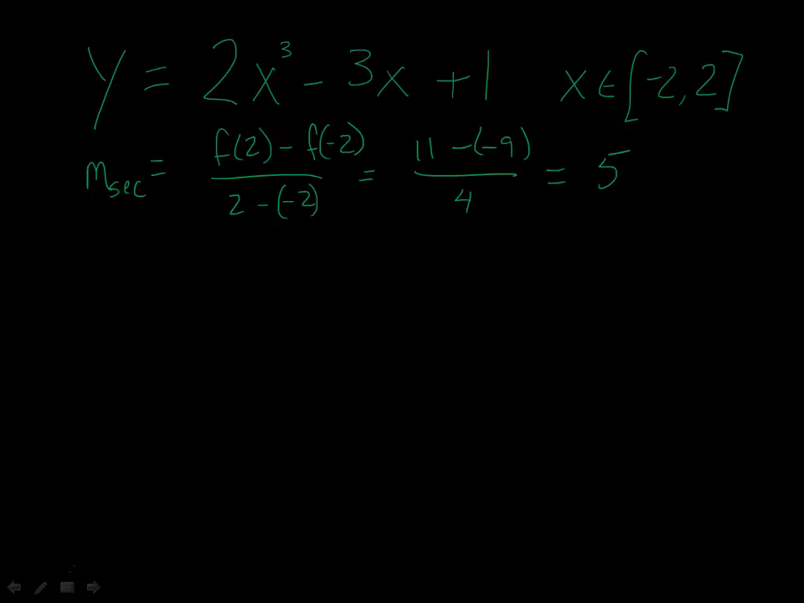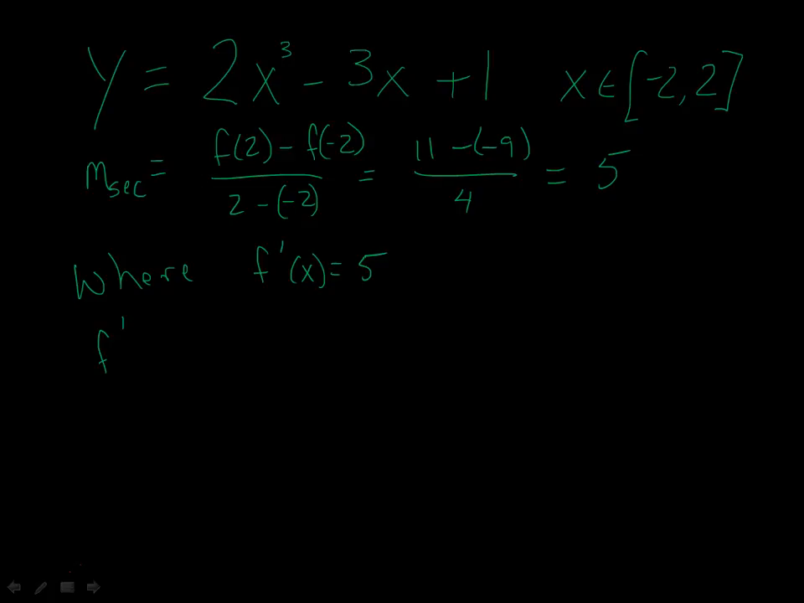So first off, the mean value theorem tells us that there has to be at least one point where our tangent slope is equal to 5. So let's find where f'(x) is equal to 5. So where do we have f' equal to 5? To do that, we need the derivative. So let's take the derivative.